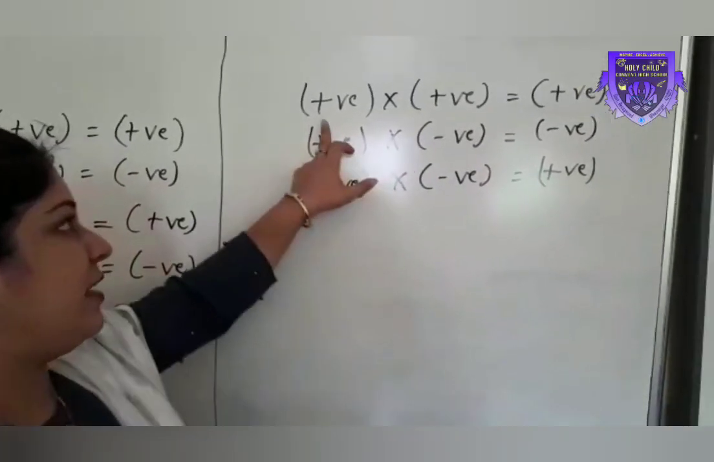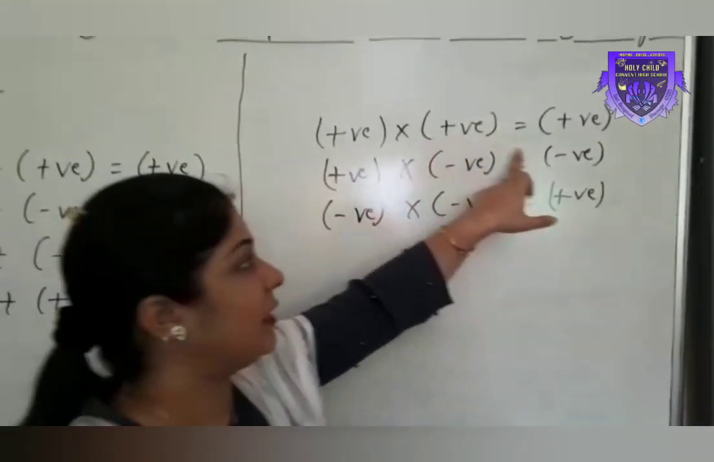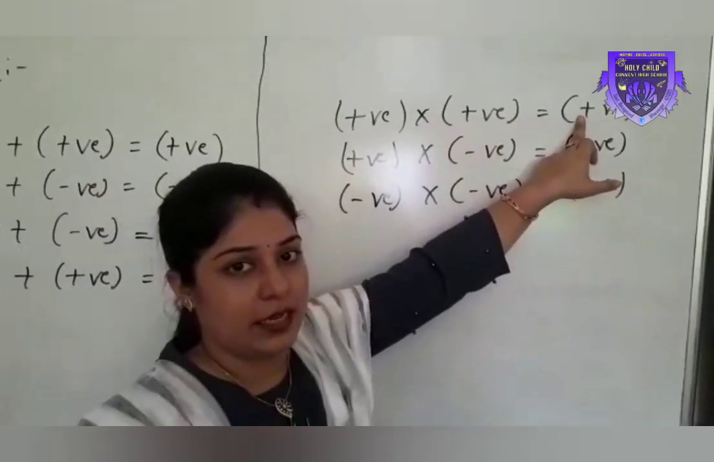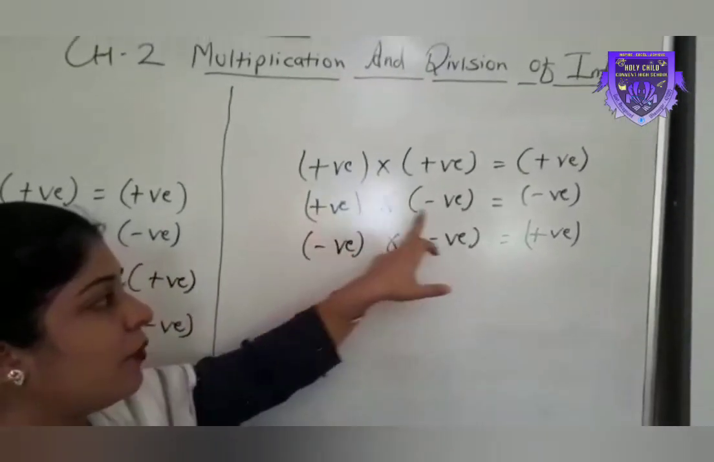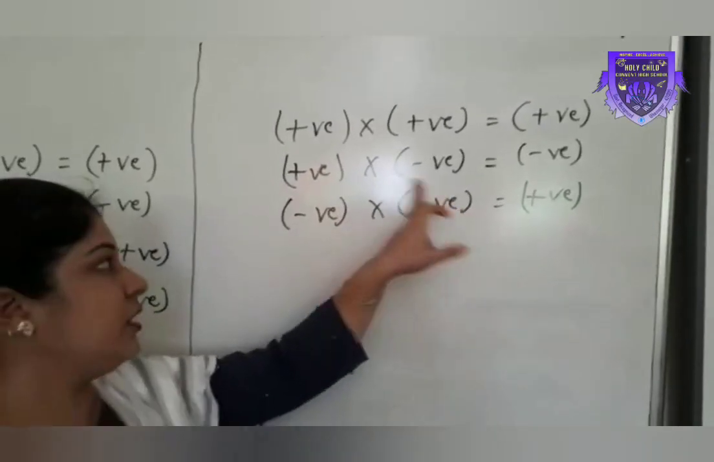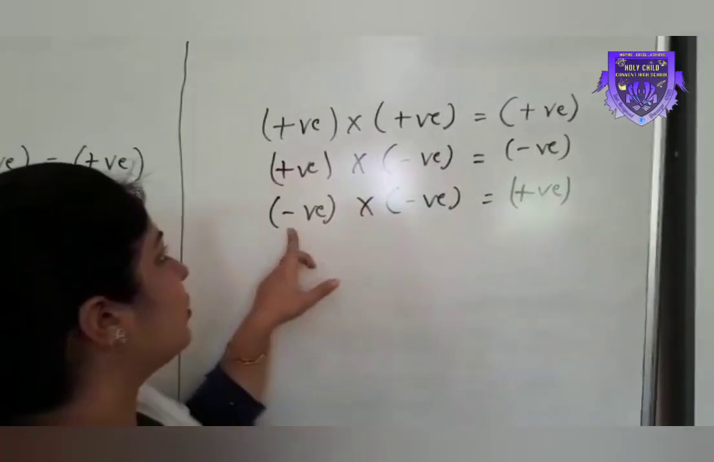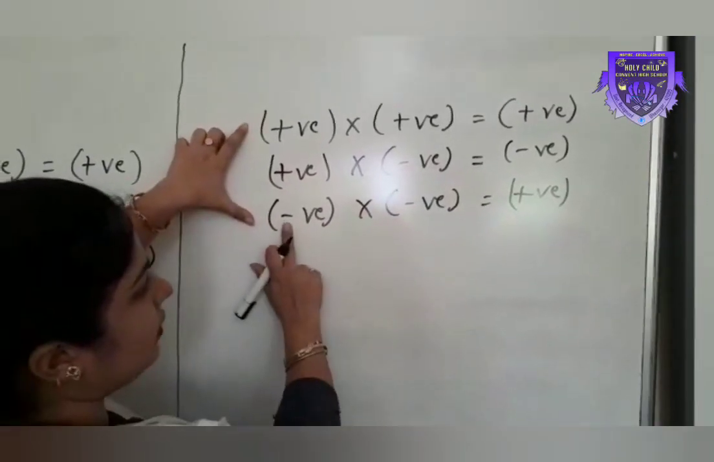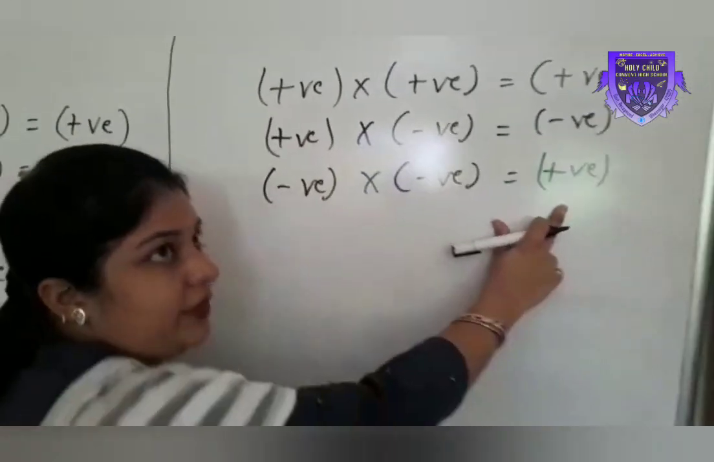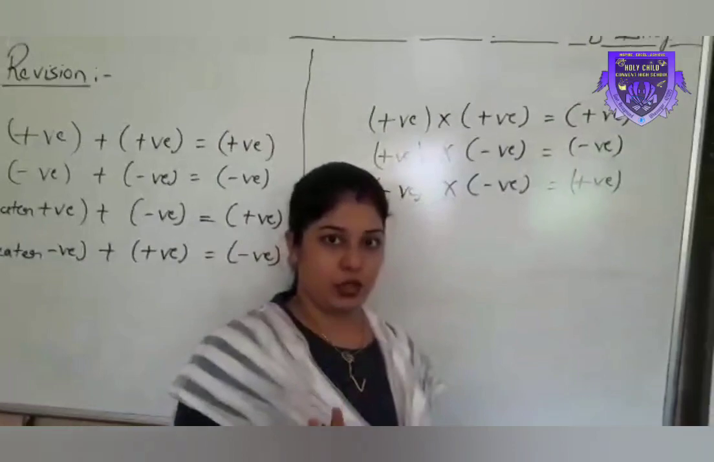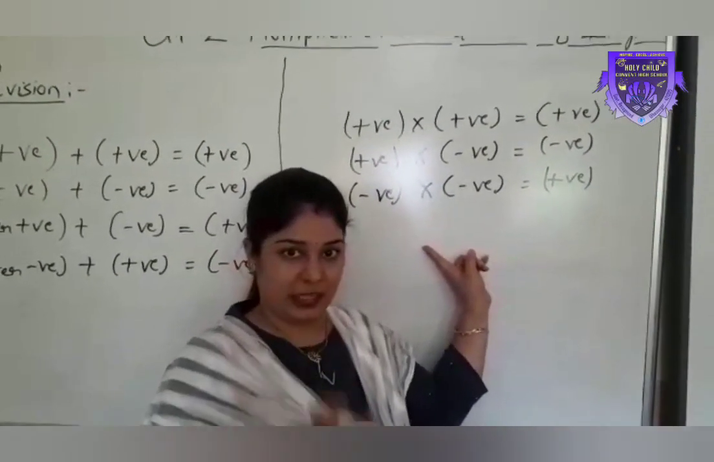This shows that when we are multiplying integers with the same sign, we will get the answer in positive. Second, when we are multiplying integers with two opposite signs, plus and minus, we will get the answer in negative. Here also, first and third are the same. Here both signs are the same, negative, so we will get the answer in positive. I hope you have your textbooks with you. I have not written the rules on the board because I hope you have textbooks with you.